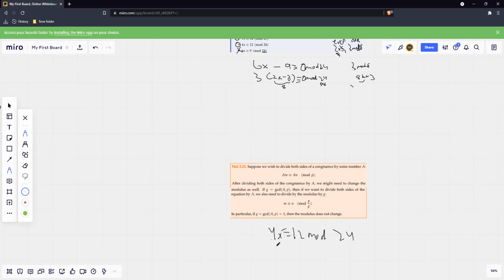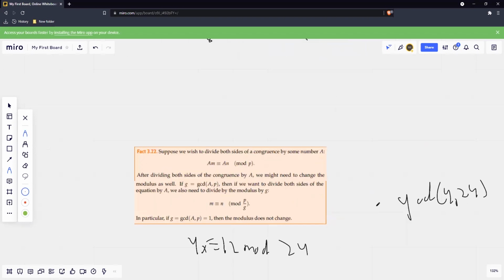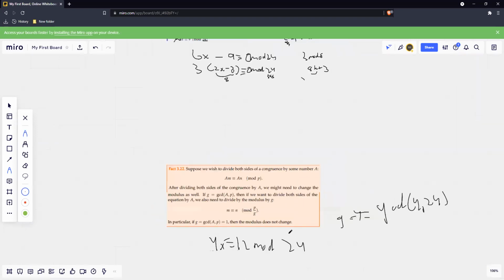Correct. We want to divide by 4. Since 4 is going to be a and P is going to be 24, the GCD of 4 and 24 is equal to 4, which is equal to G, right? So we also need to divide the modulus by G. Let's divide everything by 4. On the non-modulus side, 4 becomes the coefficient, and for the modulus we have to divide by G, 24 over G, which is equal to 6.